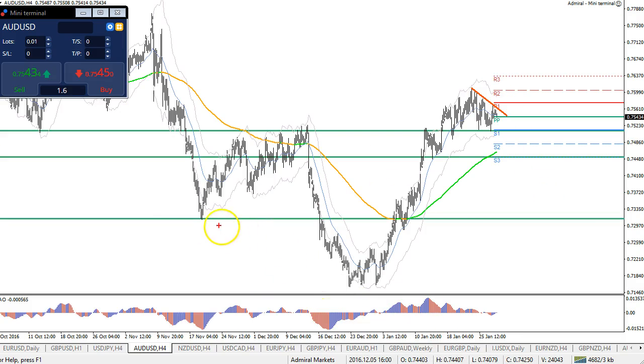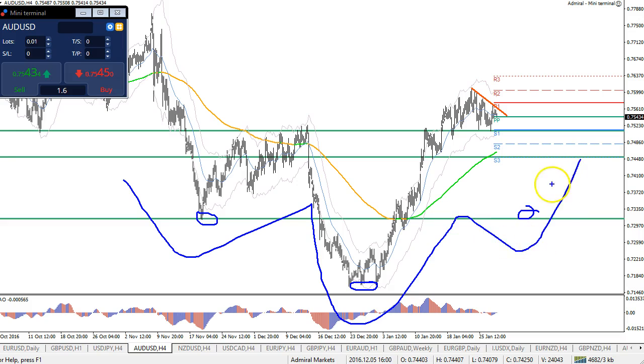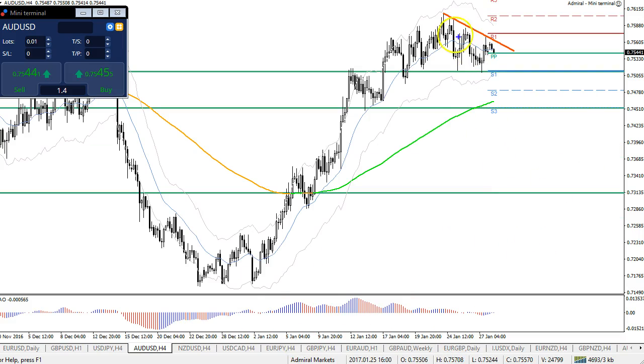Why that level? Because that could be a potential head and shoulders, inverted head and shoulders right there, like this. All right, so this could be a turnaround. This could be a slow start of a new downtrend. Here are the spaces for that breakout to the downside.